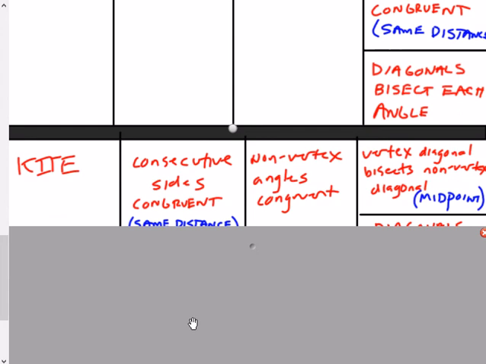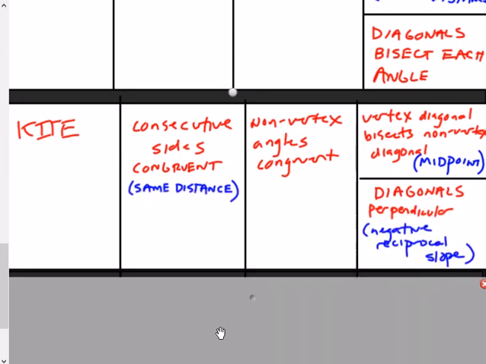Okay, now the first non-parallelogram, a kite. We know that on a kite, the consecutive sides are congruent. So if you figure out which are the two consecutive sides that should be the same, you can use distance formula to prove that they're the same. We know that for the angles of a kite, the non-vertex angles are congruent. We have vertex angles and non-vertex angles, so the non-vertex ones are congruent.